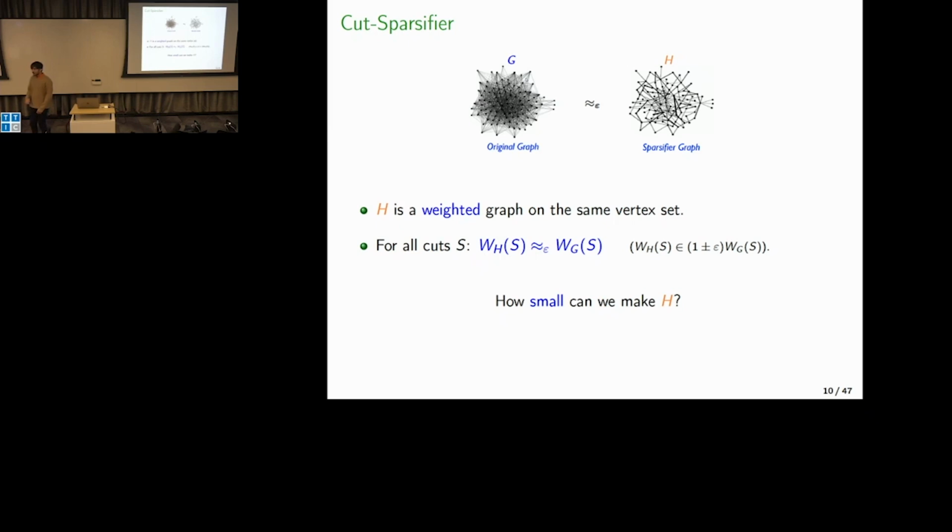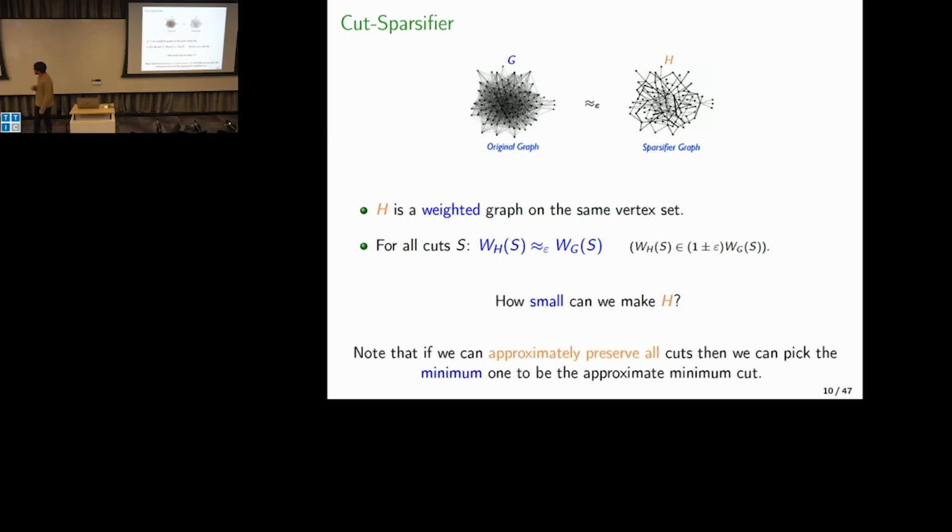And the question is, how small can we make H? Of course, H can be the same as G, but like Santoshini was saying, you can make it as small as n over epsilon square. And why are we doing this? Because if you can approximately preserve all cuts, then I can just find the minimum cut on the sparsified graph.